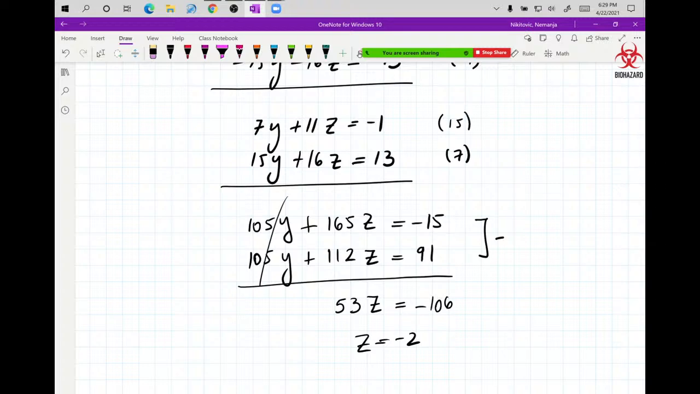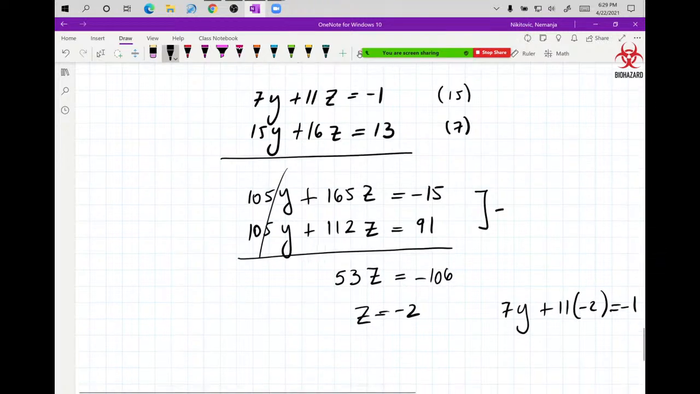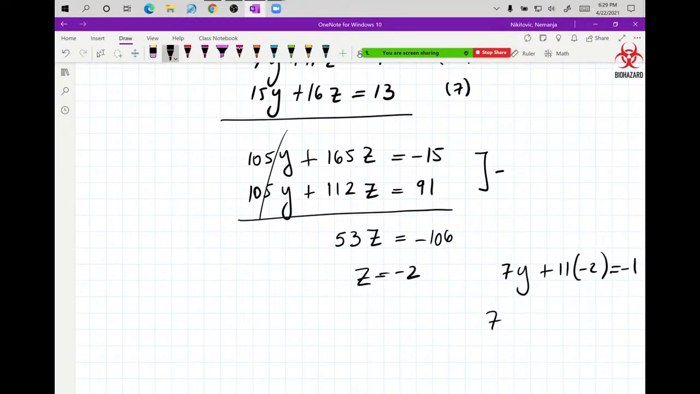Okay, so now we have our equation for y. We can use 7y plus 11 times negative 2 equals negative 1. And from there we can get our y. This is going to be negative 1 plus 22. Wow, look at that. Y is 3. Nice.